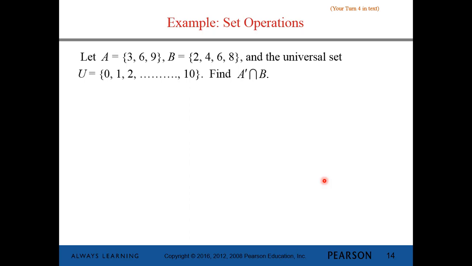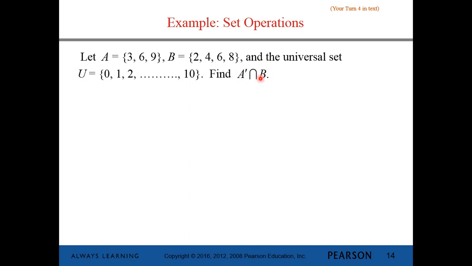So in this case here, let's answer some questions. We define set A, notice the squiggly braces. We define A as a set of 3, 6, and 9. And we define B as a set of 2, 4, 6, and 8. Okay, and the universal set are all the numbers from 0 to 10. Okay, all of the integers from 0 to 10.